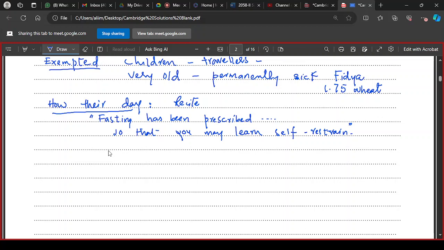When we write about Taraweeh prayer, then we can mention that the Prophet, peace be upon him, used to recite Quran in this month a lot, and he recited the whole Quran twice during it. So when we talk about Taraweeh, we mention this there, okay Arhan.